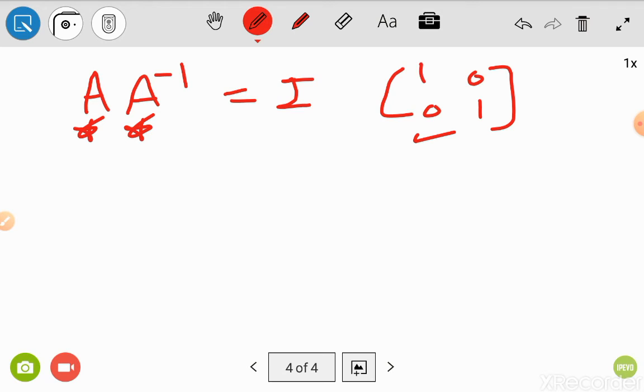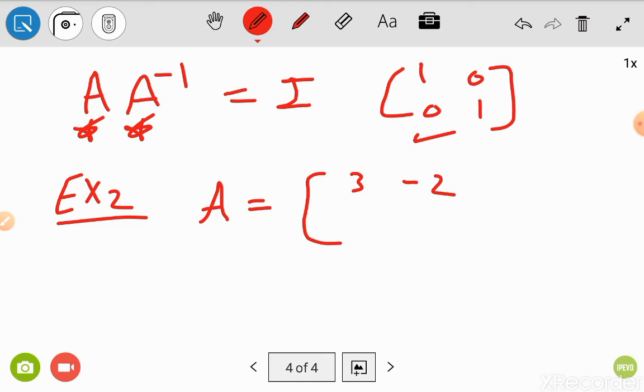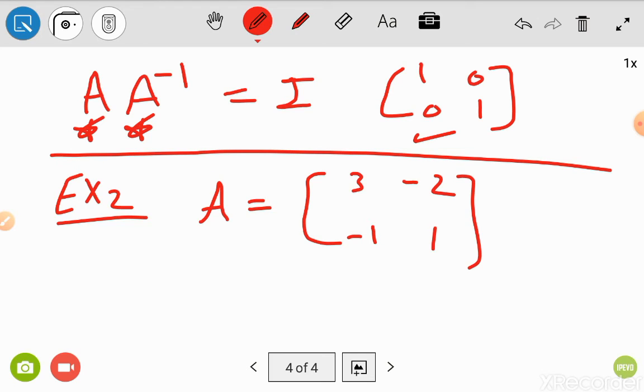Example number 2. A equals 3, -2, -1 and 1. The first row 3 and -2, the second row -1, 1. This matrix, as you see, contains 2 rows and 2 columns.